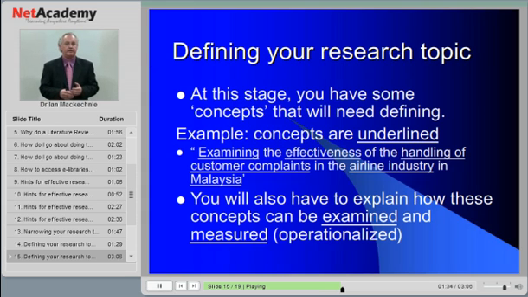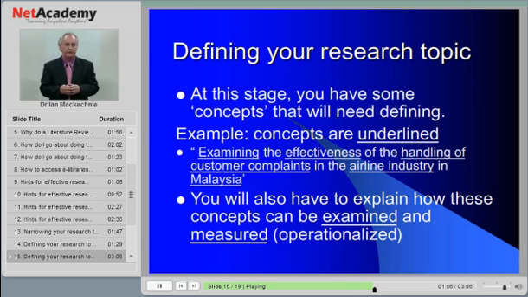There may be complaints to management within the airline industry. So complaints come from different areas, and complaints are handled in different ways by different people. So that needs to be explained, and we need to define what we mean by this whole area of customer complaints and where they come from and who handles them.